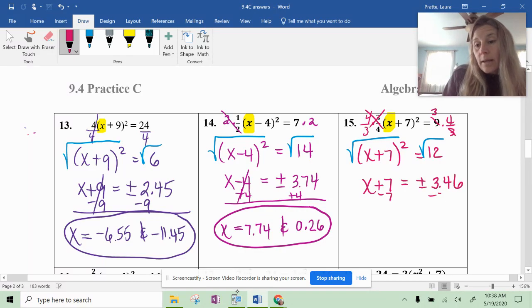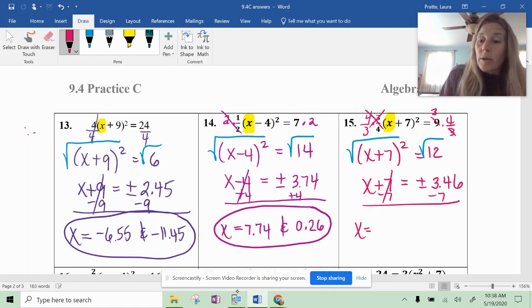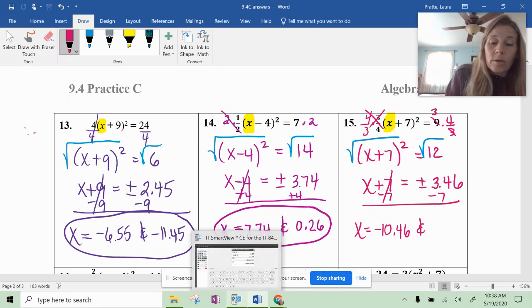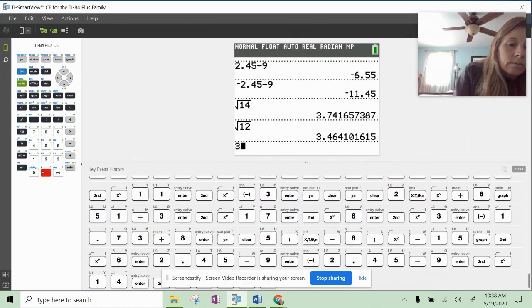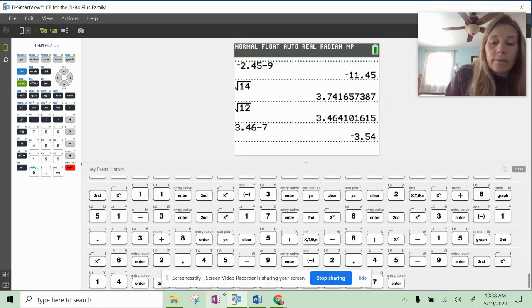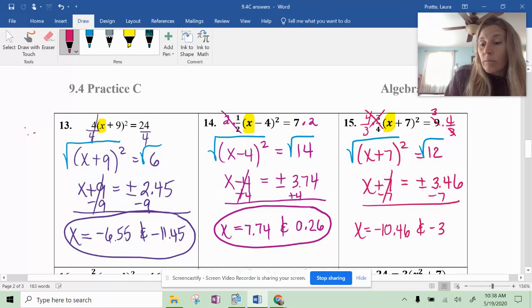Now I'm going to subtract 7. So x equals 3.46 minus 7, and then I have negative 3.46 minus 7. So I'm going to have negative 10.46. And then when I do the 3.46 minus 7, I get negative 3.54. So those are my two answers.